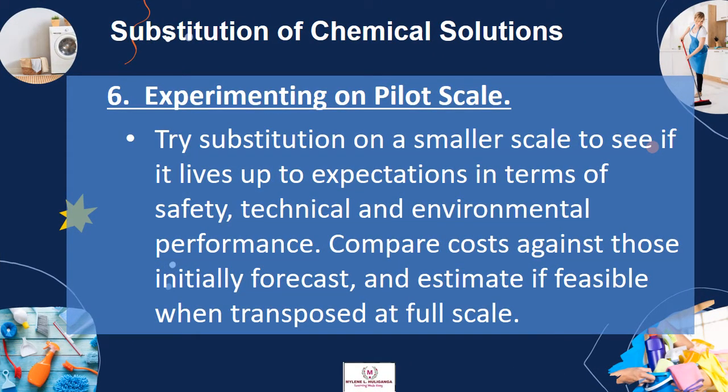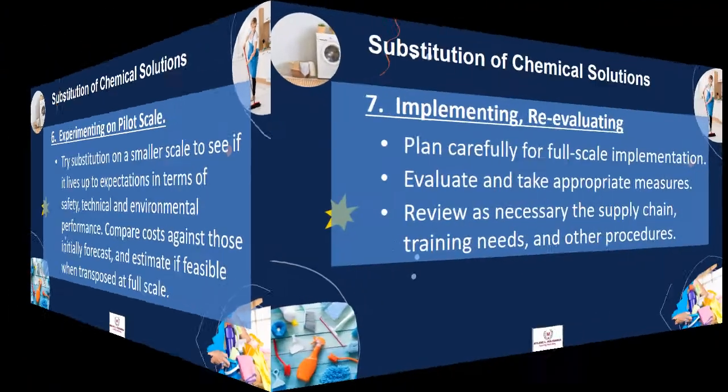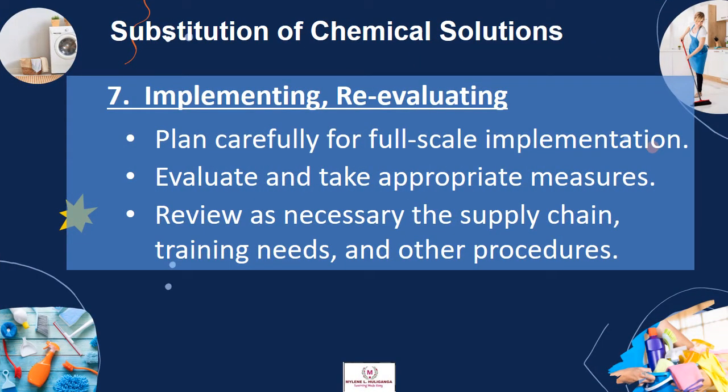Number 6, experimenting on pilot scale. Try substitution on a smaller scale to see if it lives up to expectations in terms of safety, technical, and environmental performance. Compare costs against those initial forecasts and estimate if feasible when transposed at full scale. Number 7, implementing and re-evaluating. Plan carefully for full-scale implementation. Evaluate and take appropriate measures. Review as necessary the supply chain, training needs, and other procedures.